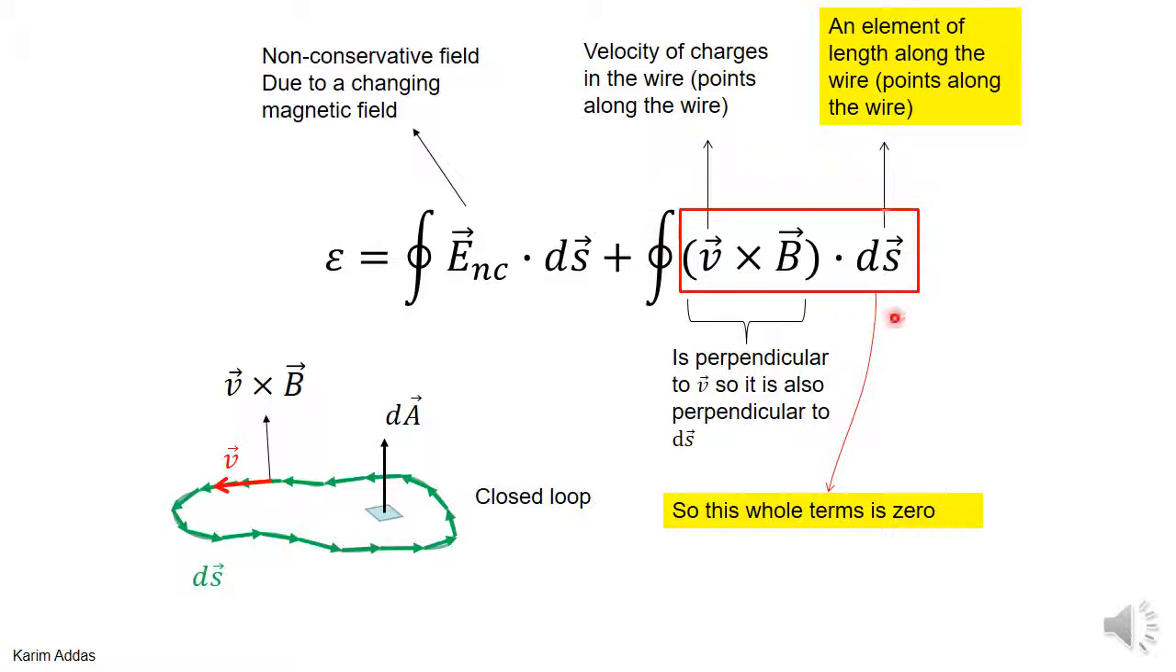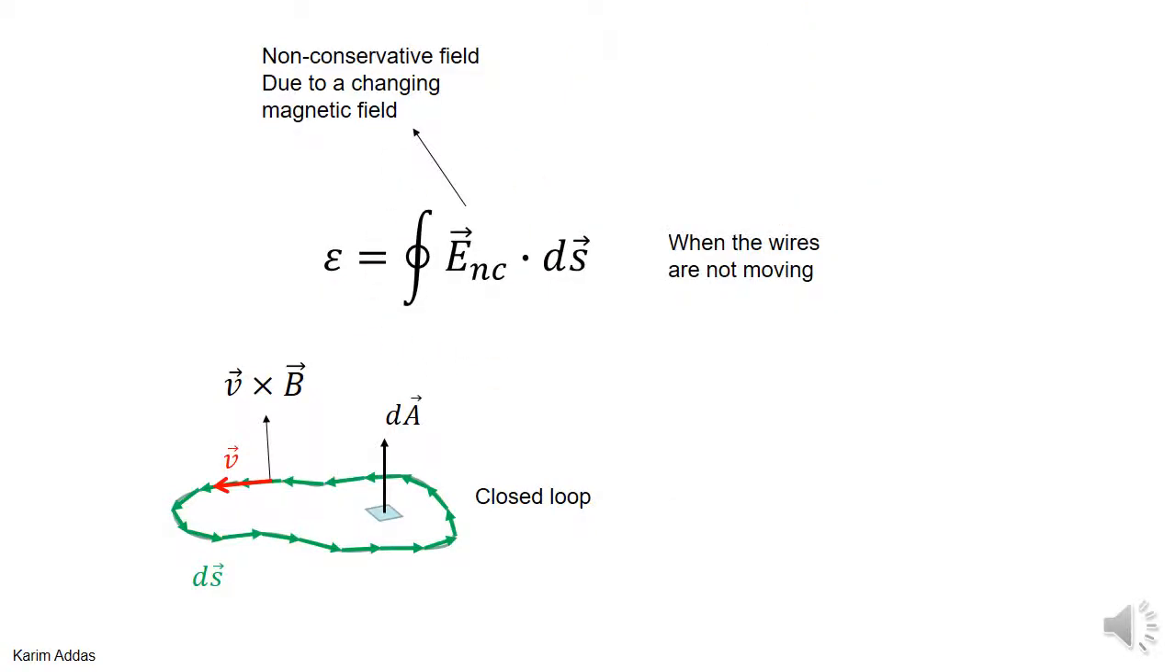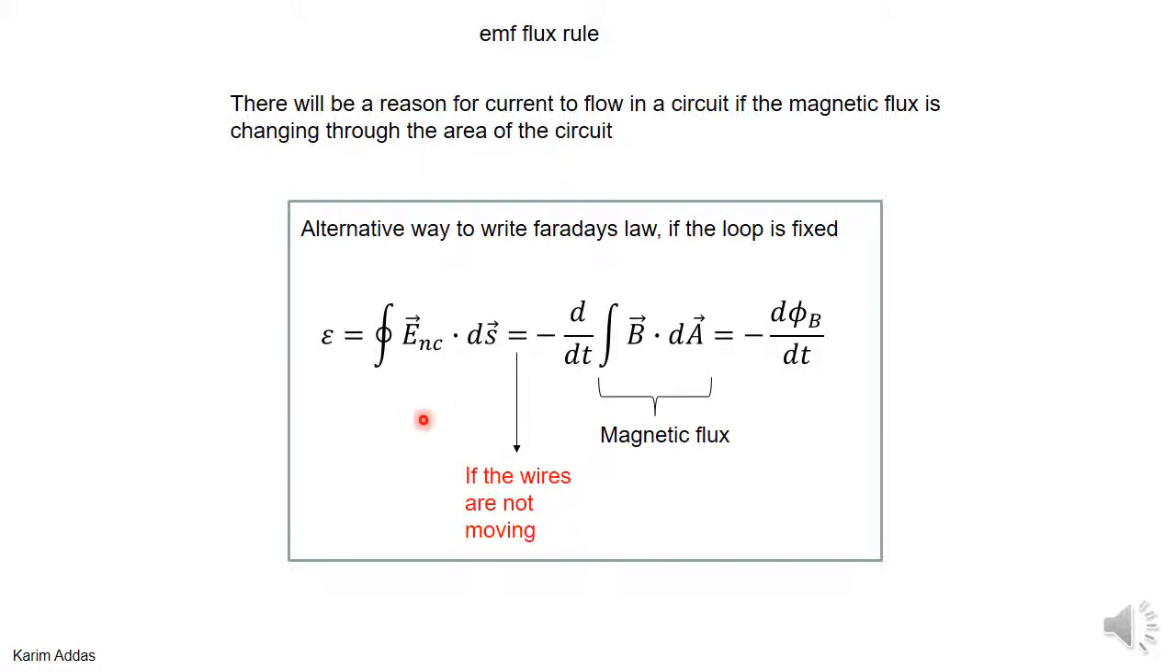So this V cross B part does not contribute to the EMF around the closed loop when the loop is fixed in space and not moving at all. The only contribution comes from the non-conservative electric field. And so that's why we were able to write the integration of E non-conservative dot ds as the EMF. That's why it's equal to the EMF in the case when the wires are not moving.